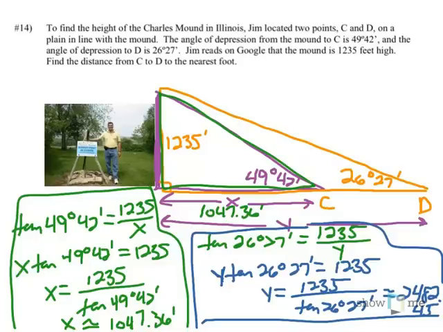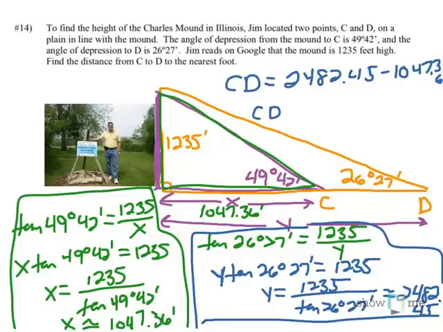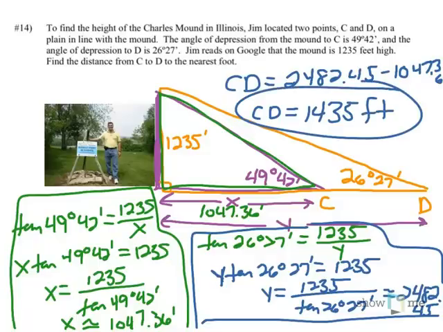So the distance from C to D is going to be 2482.45 minus the 1047.36. Directions say to the nearest foot. To the nearest foot, it's 1,435 feet. Sorry, I crammed so much stuff onto one problem.